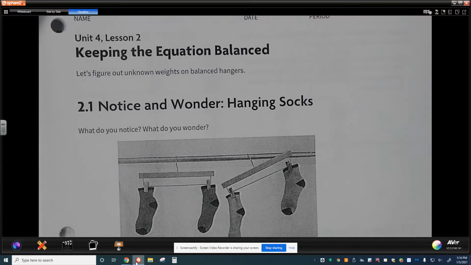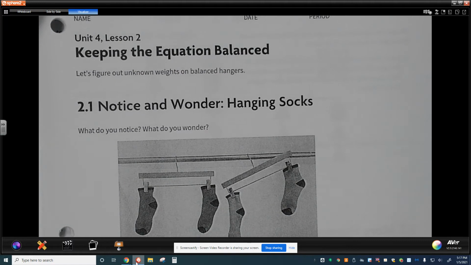Here we go with Unit 4, Lesson 2 for another day in Math 8. We're going to be keeping the equation balanced. Today we're going to introduce the concept of solving equations, but we're going to be looking at it from the perspective of a hanger. That's right, a hanger, like a hanger that you put your clothing on, kind of like what these socks are on right here below.